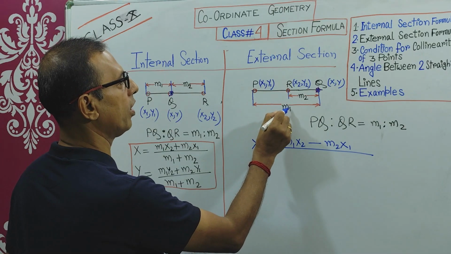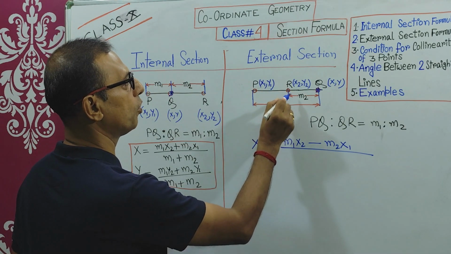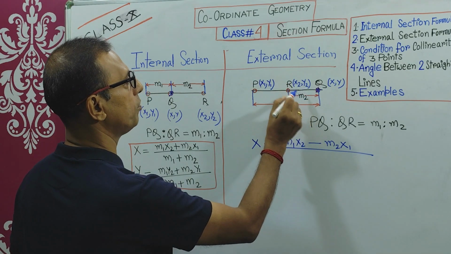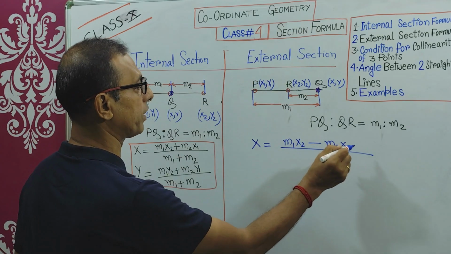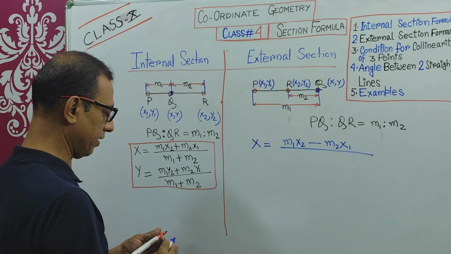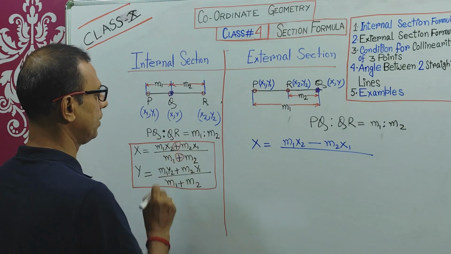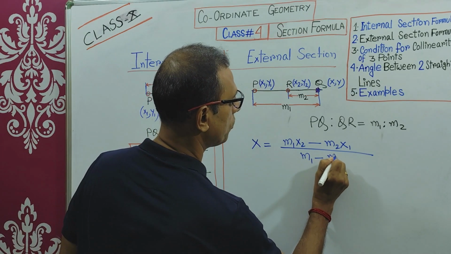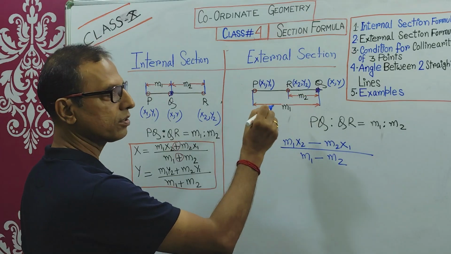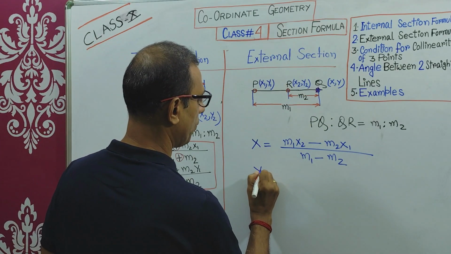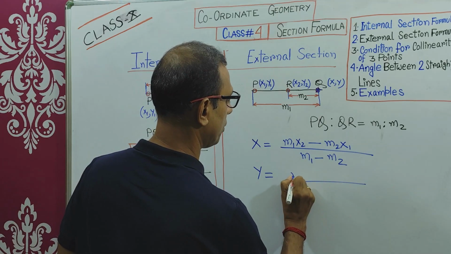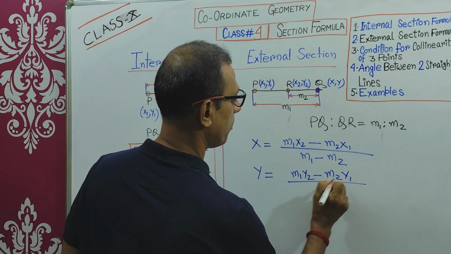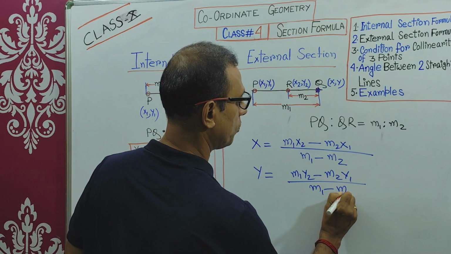Similarly, M1 is associated with PQ, so it will go with x2, and M2 is associated with QR, so it will go with x1. So M1 x2 minus M2 x1, here it was plus, that is the only difference, right? Here both of these were plus. Here it will be M1 minus M2. M1 is the bigger one, right? So M1 minus M2. Okay, and what will be the y coordinate? The y coordinate also similarly is M1 y2 minus M2 y1 by M1 minus M2.